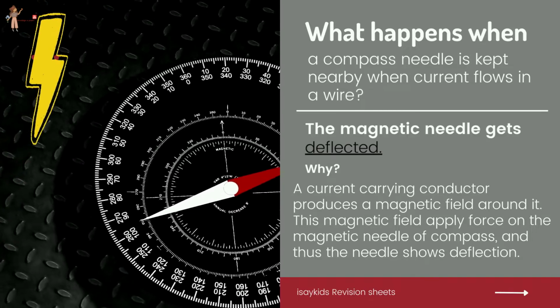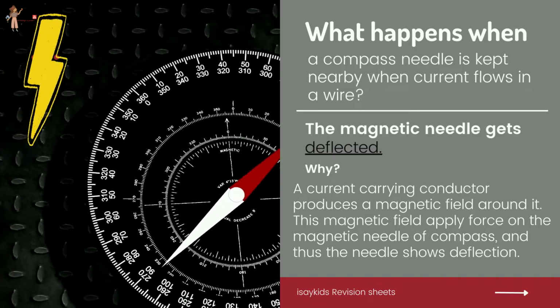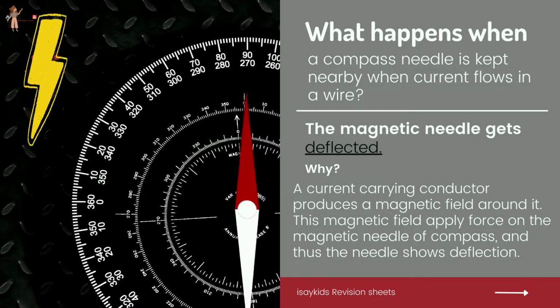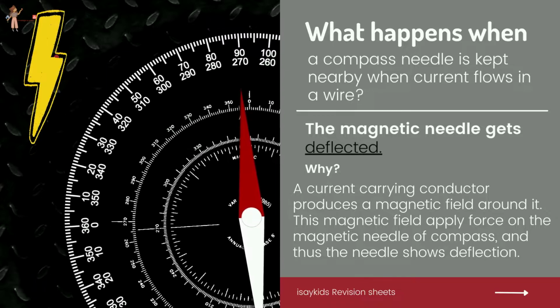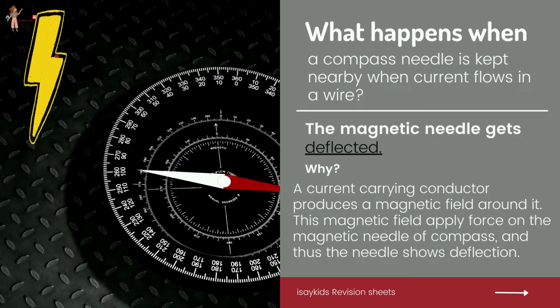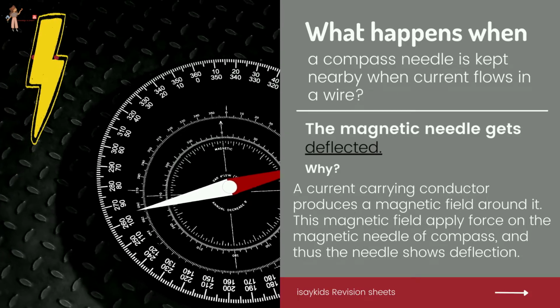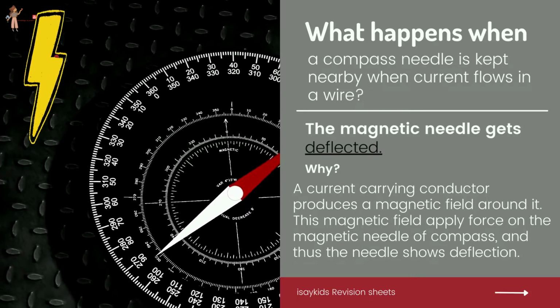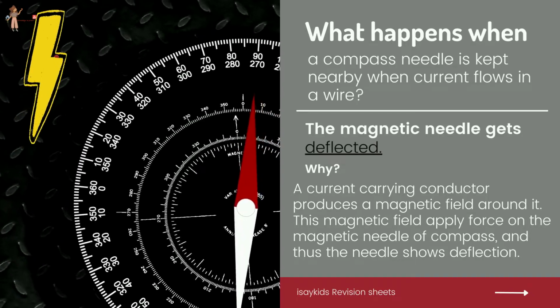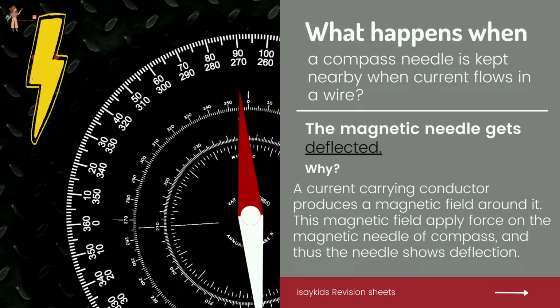What happens when a compass needle is kept nearby when current flows in a wire? The magnetic needle gets deflected. Now, why does it happen? A current-carrying conductor produces a magnetic field around it. This magnetic field applies force on the magnetic needle of the compass and thus the needle shows deflection.